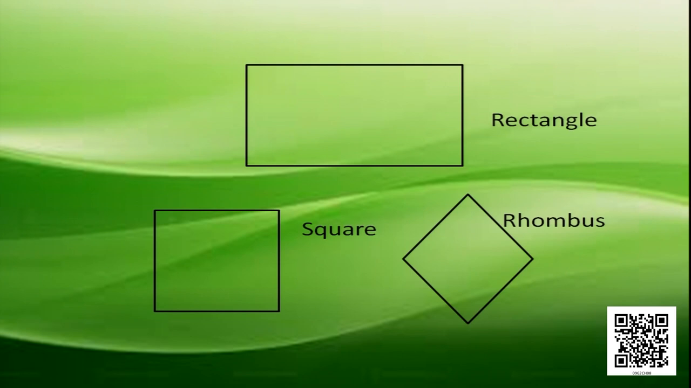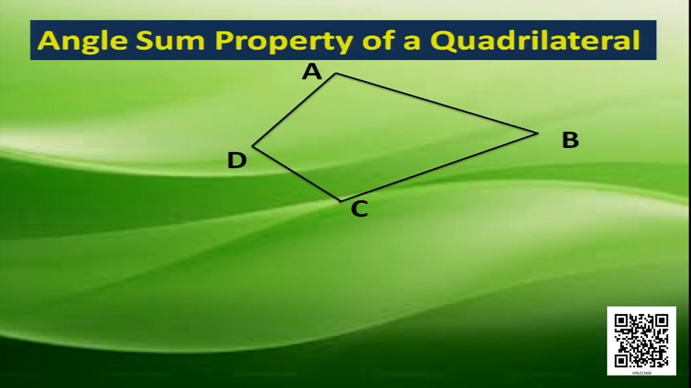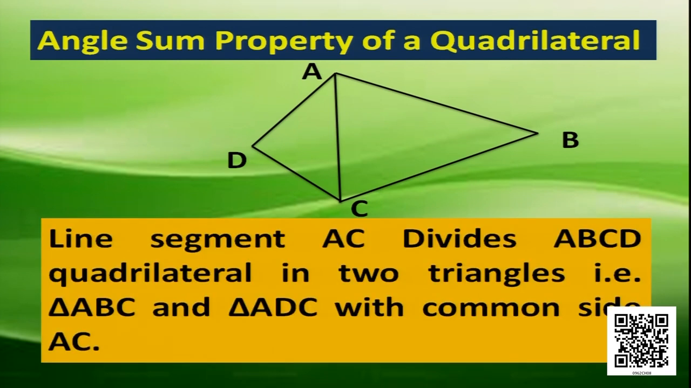Now, before going to discuss the definitions of these types of quadrilaterals, let's discuss the angle-sum property of a quadrilateral. Now, in this figure, you see ABCD is a quadrilateral. If we join AC, that is, if we draw a diagonal, then this diagonal divides this quadrilateral into two triangles. These two triangles are triangle ABC and triangle ADC with common side AC. Now, let us see how to find the angles, as we discussed earlier in case of the angle sum property of a triangle. Here also we can find the sum of the angles of a quadrilateral.